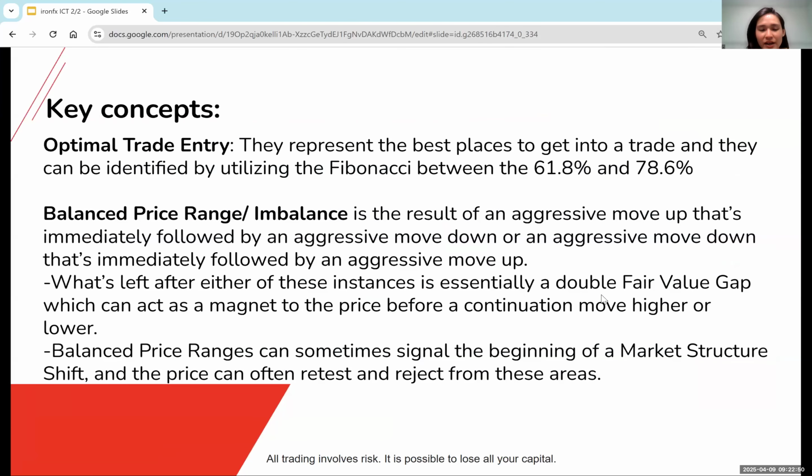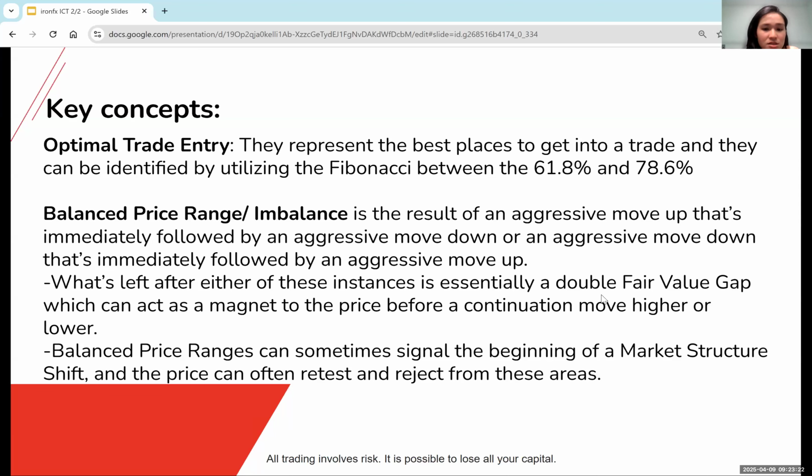Now I'm going to go back and talk a bit about the balanced price range. Balanced price range typically occurs when there are inefficiencies in the market, and then it later comes back to rebalance them. This ensures that price moves in a fair and efficient manner, which is why it's called balanced. This concept explains why price often retraces back to key levels before it continues its trend.